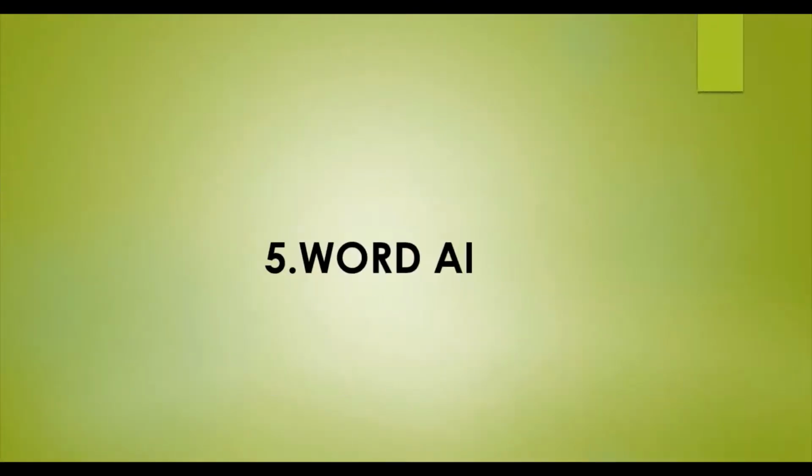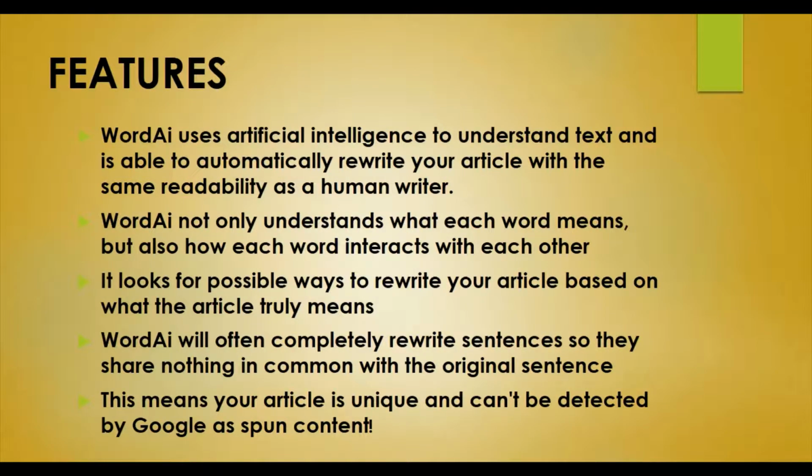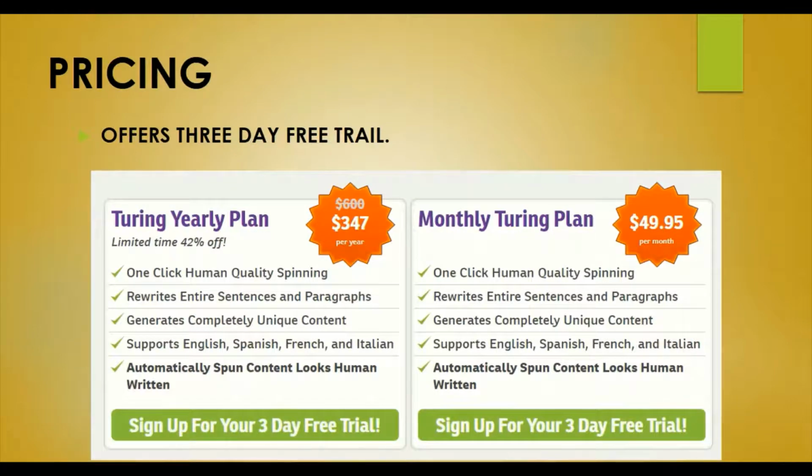The fifth is Word AI. This one uses artificial intelligence to understand text and is able to automatically rewrite your article with the same readability as a human writer. Even for Word AI, the reviews are quite good, but the pricing is very much higher, but you can still try it if you are willing to afford this much. The monthly plan is approximately $50, and the yearly plan is $347.